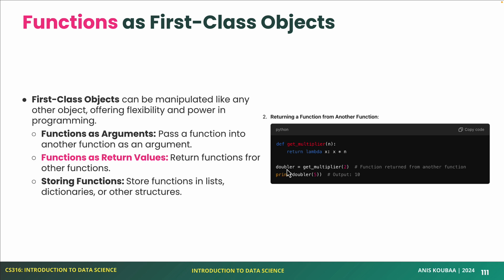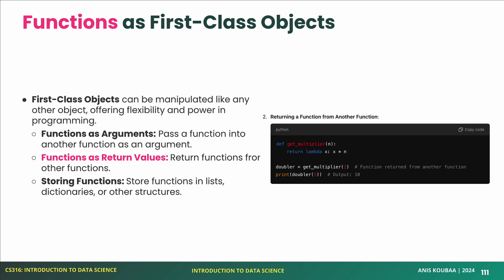If I want to create a tripler function, I will make get multiplier 3. In this case, tripler will just multiply every number by 3. So whenever we call doubler, that means 5 is n. So x is the variable, n is a parameter. And n is used here to define a function with a particular parameter. That's the whole story.